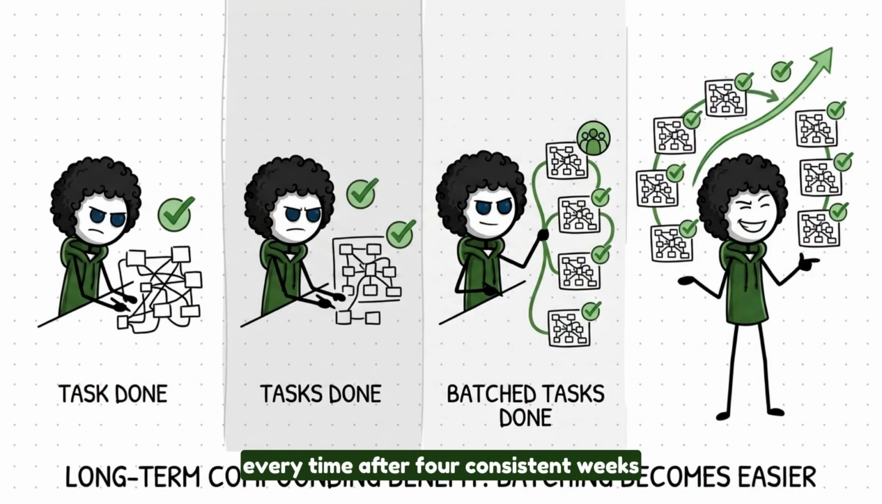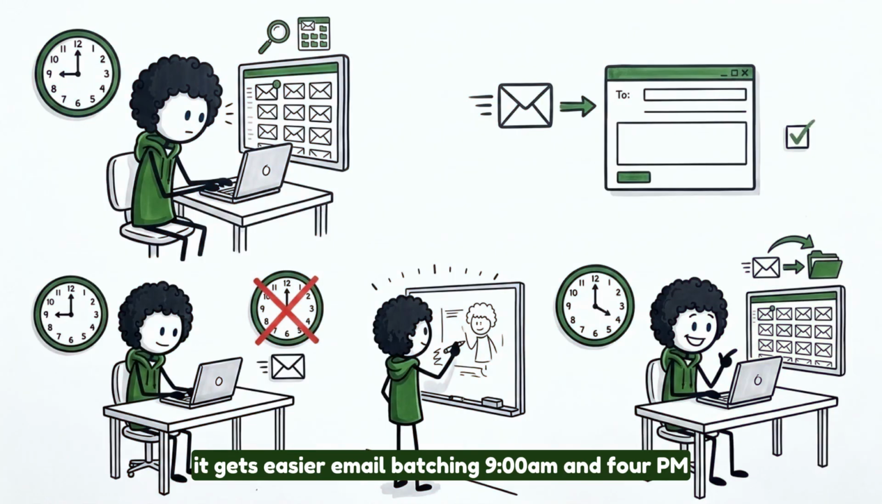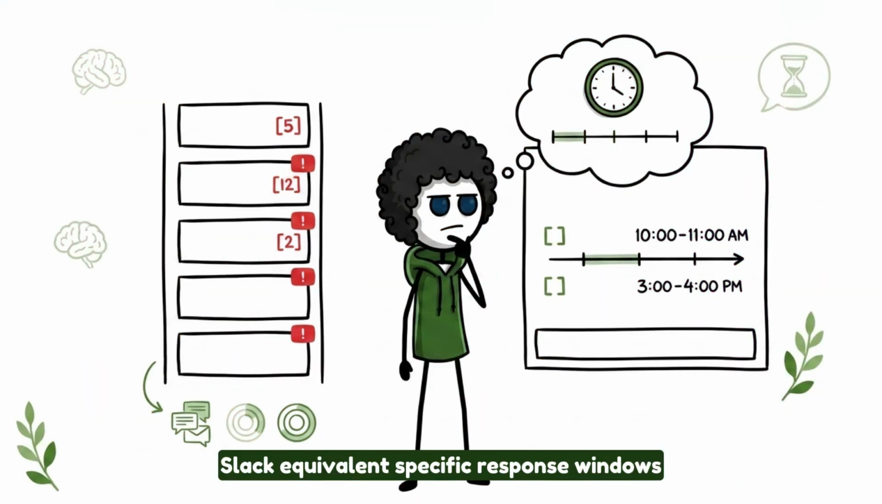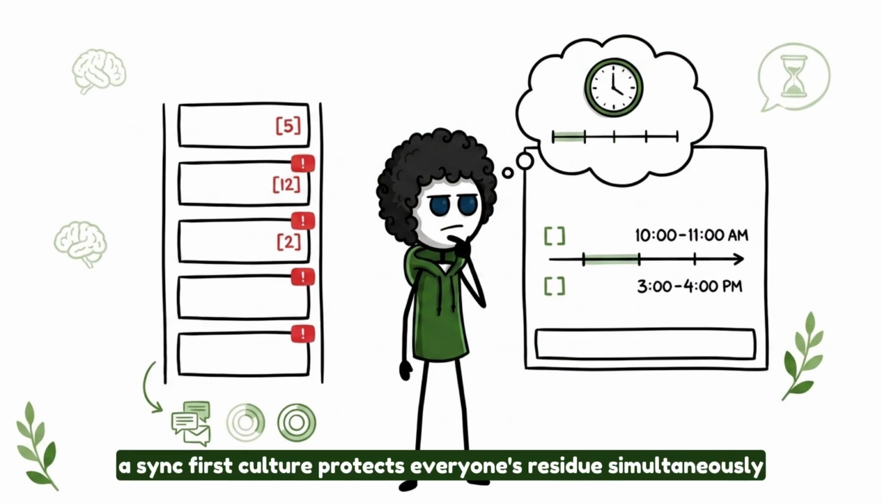Every time. After 4 consistent weeks, the brain begins to expect closure before switching. It gets easier. Email batching. 9 a.m. and 4 p.m. only. Auto-reply sets expectations. Response time managed, not sacrificed. Slack equivalent, specific response windows. Async first culture protects everyone's residues simultaneously.